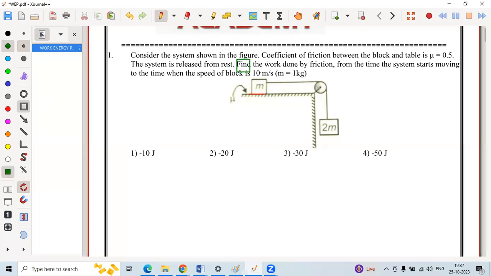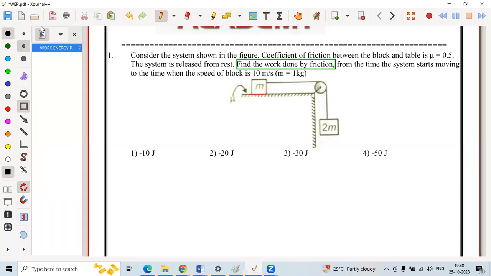What do you need? Work done. Find the work done in the question. By which force? Gravity force, tensile force, friction force. Find the work done by friction. So where does friction act? That red color. So work is needed only at this place. Work from where to where? From the time the system starts moving, from the beginning, until the speed of the block is 10 meter per second. So from the beginning until the speed of the block is 10 meter per second, find work done by friction. That's the question, that's all.